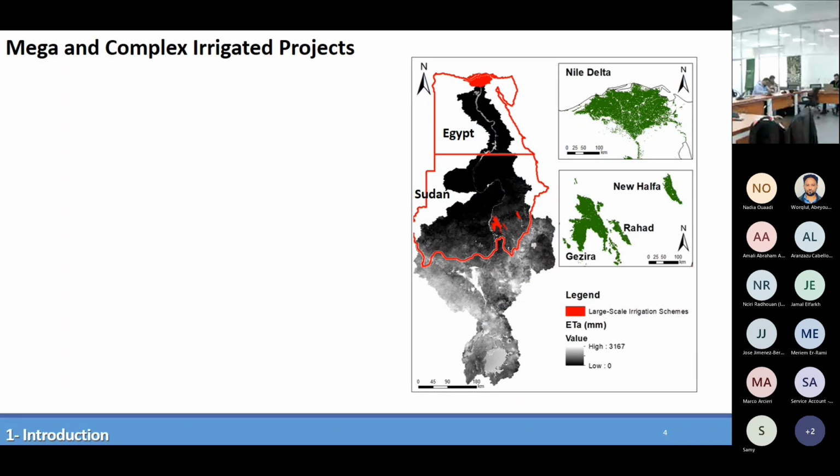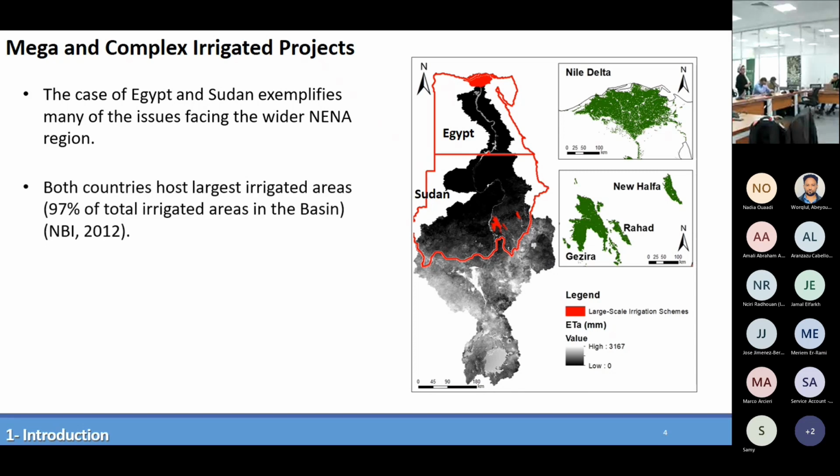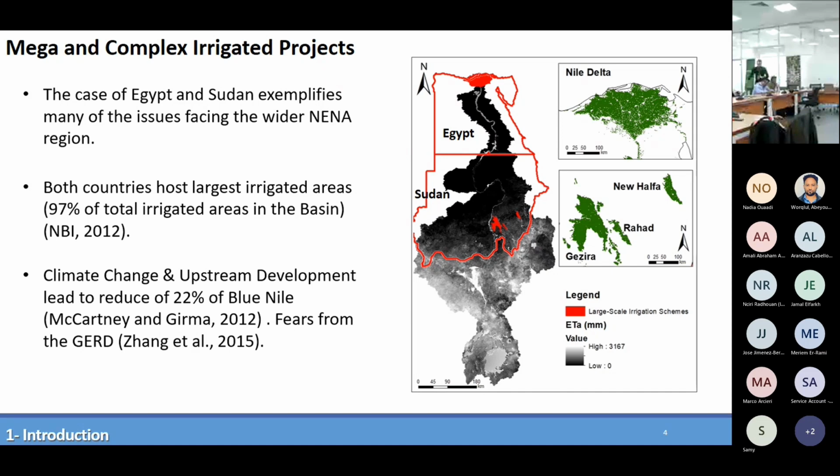Two countries within the NENA region, Egypt and Sudan, would be the perfect case study that we can look at. They have mega and more complex irrigation projects, and they face many challenges. Both countries actually use around 97% of the irrigated area within the Nile Basin. They also have some of the challenges that face the MENA region.